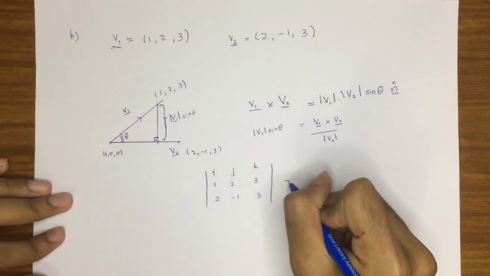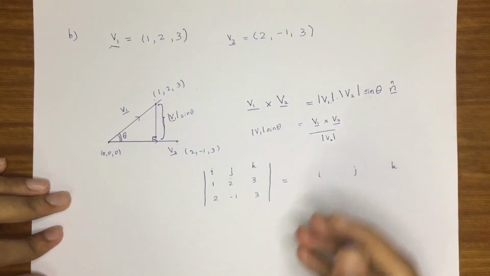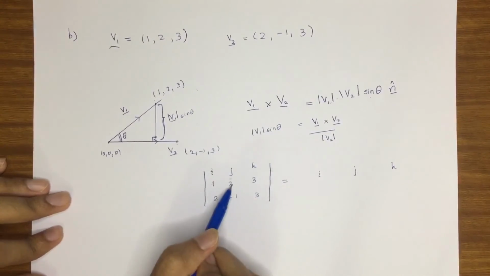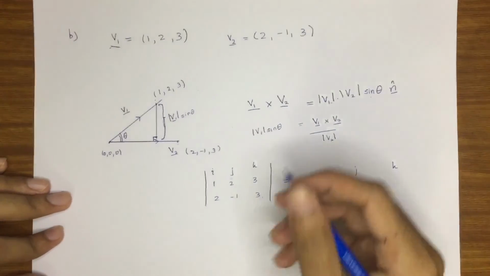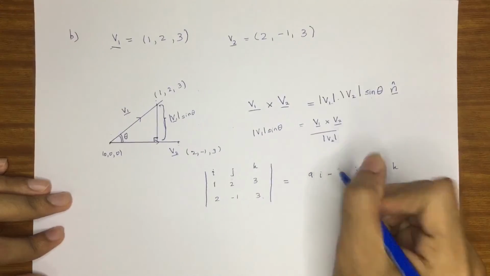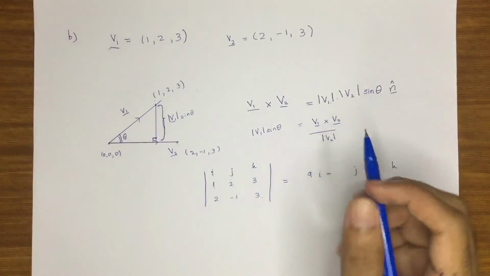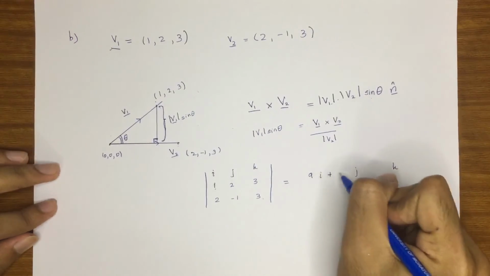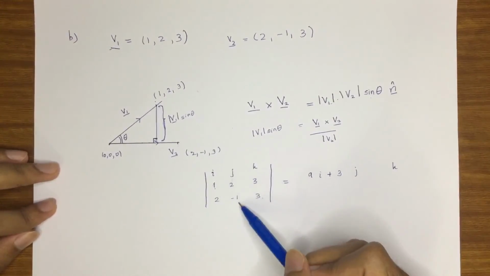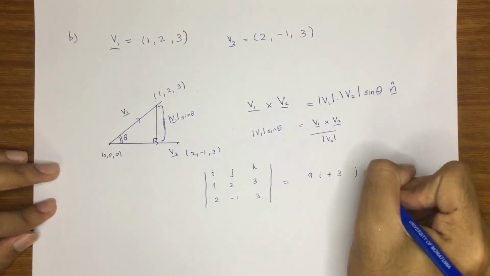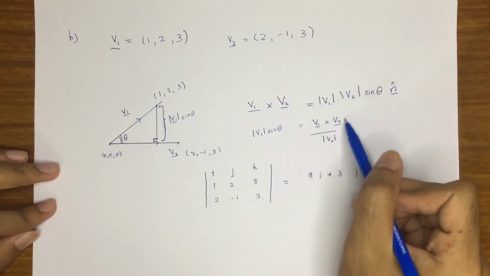If I do so, this is i, j, k, and if I consider this, 6 minus 3 would be 9. Then minus, 3 minus 6 would be minus 3, so it's going to be plus 3j. For k, minus 1 minus 4 is going to be minus 5. So remember, we need to use only the magnitude.